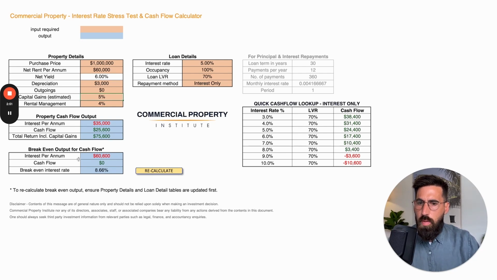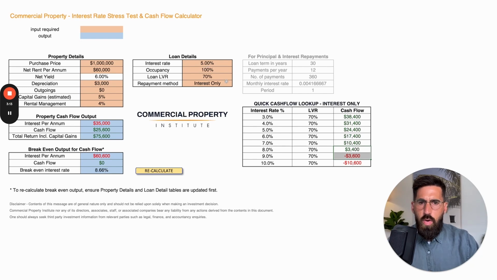And what I also like about this is I actually calculate when the break-even interest rate is. So when you have to start dipping into your own pocket. So you can see in this scenario, it's 8.66% before the property goes cash flow neutral. And you can see this quite quickly here if you look on the right, where 8 to 9% is where it does the turn, but the exact figure is 8.66.